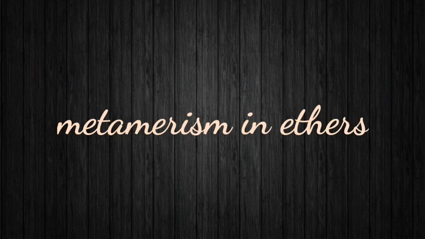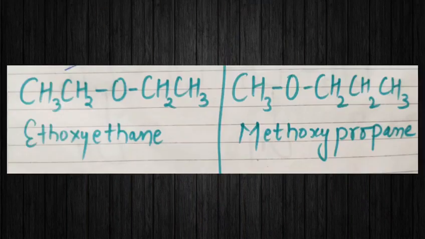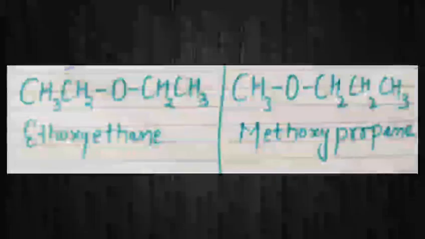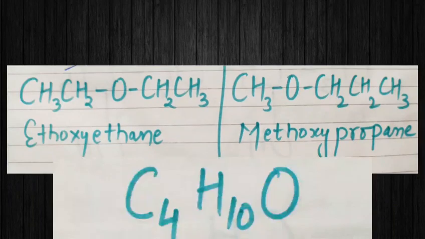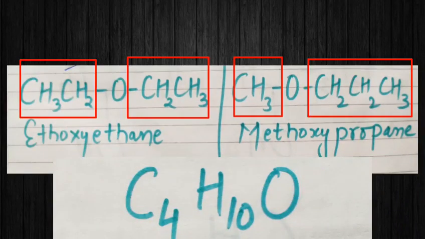Now, if I talk about metamerism in ethers, then ethers have same molecular formula but different alkyl groups on either side of the oxygen atom. This is the example of metamerism in ethers. Students, if we analyze carefully, then we will find that these ethers have same molecular formula but different alkyl groups on either side of the oxygen atom.